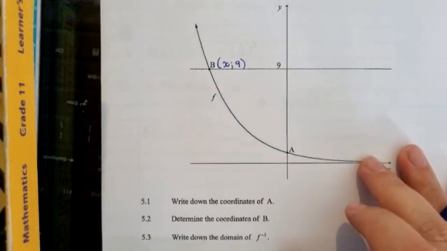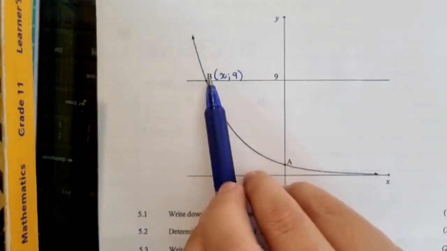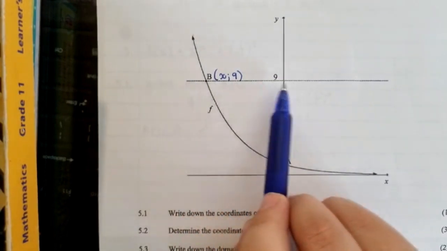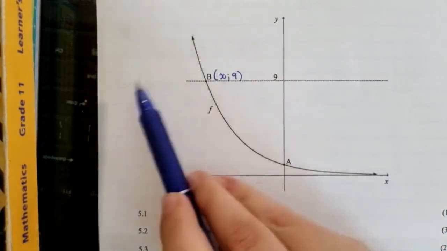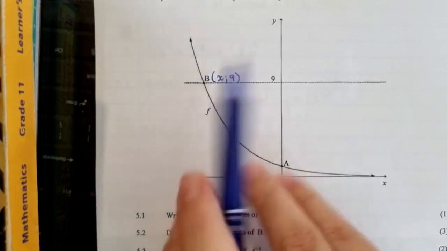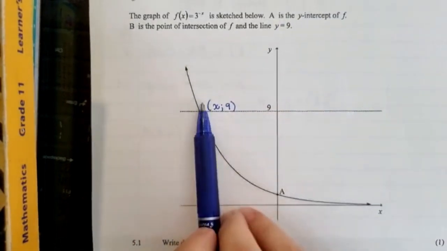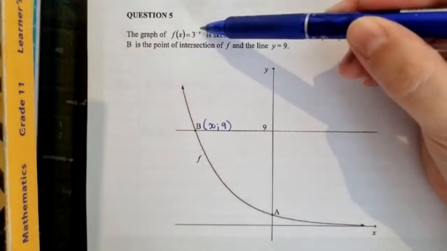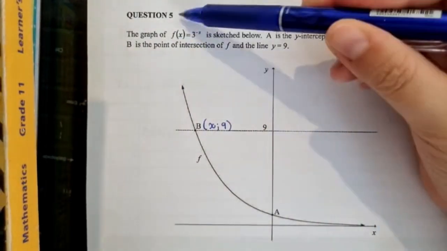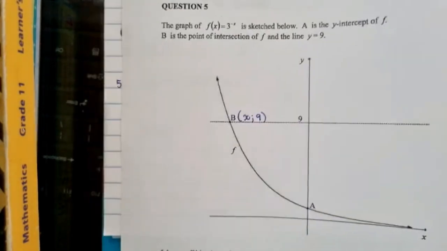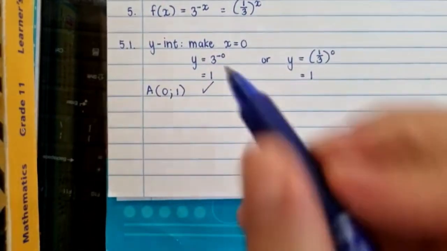Next question. Determine the coordinates of B. There we go. They're asking us for the coordinates of B. We already know that the y value of B is 9 because it lies on the line y equals 9. All right. So then we need to find the x value. Now guys, to find the x value, if you have the y value, you're going to go to the equation and you're going to sub in 9 for your y value and then solve for x. Now in this case, it's actually easier to work with the 3 to the negative x, right? So I'll show you quickly.